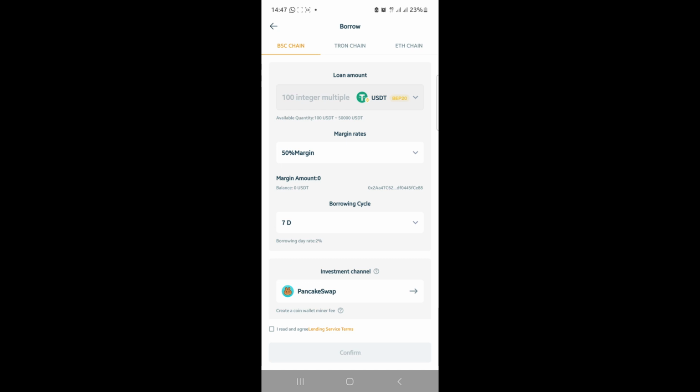If you borrow on the Binance Smart Chain, you will be supposed to trade the coins that you borrow on PancakeSwap. If you borrow on the Tron chain, you will be supposed to trade on SunSwap. These are decentralized exchanges. If you borrow using the Ethereum chain, you will be required to trade on the Uniswap decentralized exchange. Borrowers are always supposed to trade on these 3 exchanges. They've done that so they can monitor all the money that is borrowed, so that the lenders do not have loss in their capital.